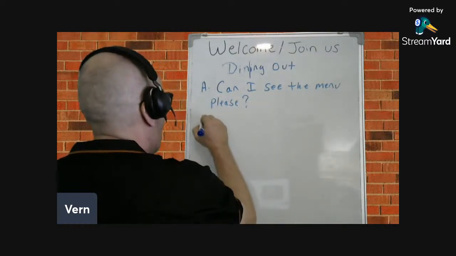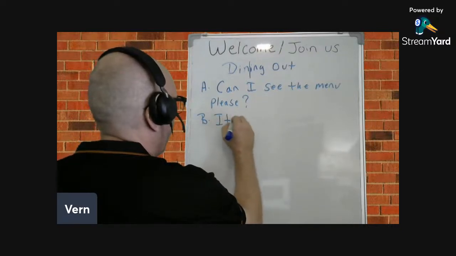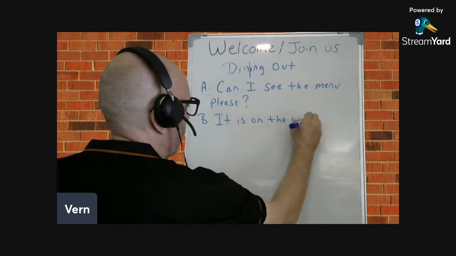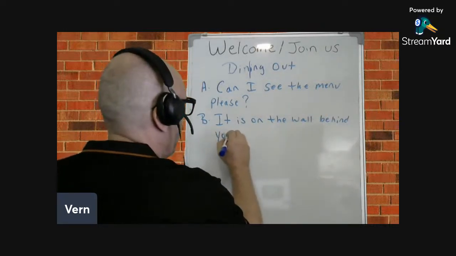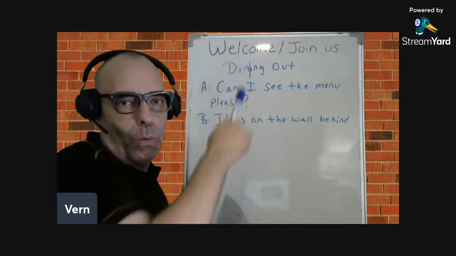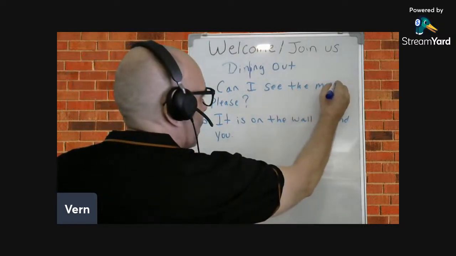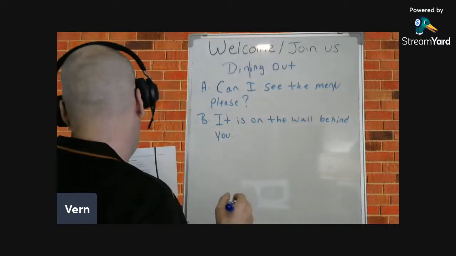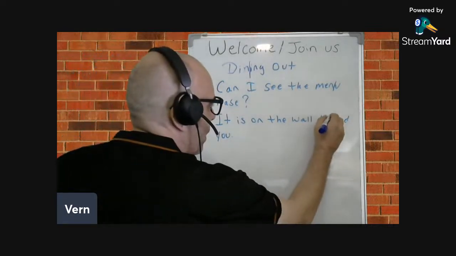And B replies, it is on the wall behind you. Sometimes they don't have menus that you can put in your hand. Oftentimes they're on a wall. Can I see the menu, please? It is on the wall behind you.